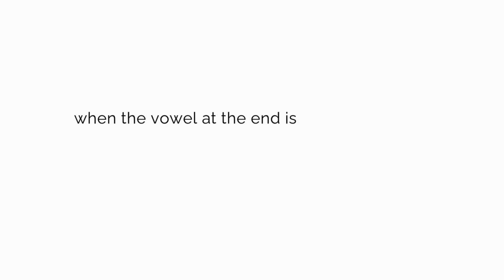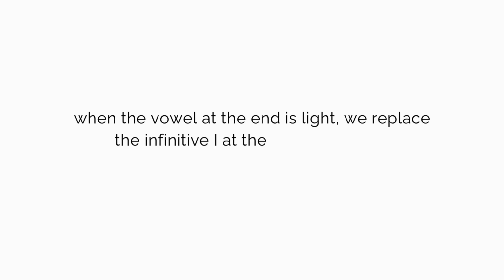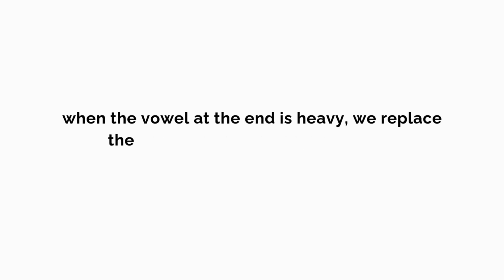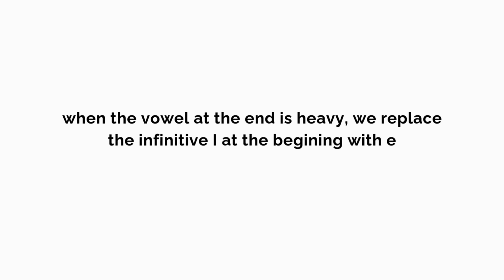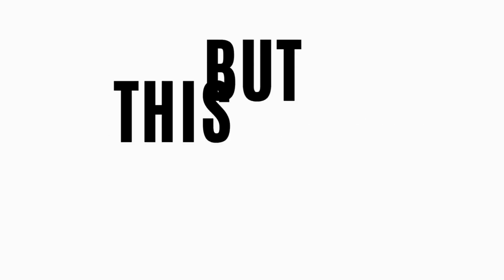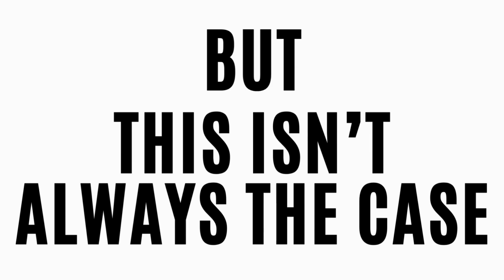Depending on which vowel is at the end, if the vowel is light, then we replace the infinitive I at the beginning of the verb with an A. And if the vowel is heavy, we replace that same infinitive I with an E instead. But do note that this isn't always the case, and there are some verbs that change differently. There are also other parts of verbs that can be subject to change. So it's best to ask questions for verbs that you may not know how to harmonize.